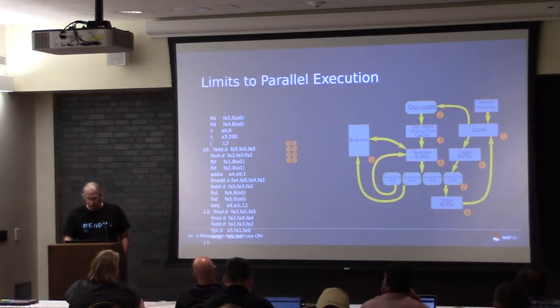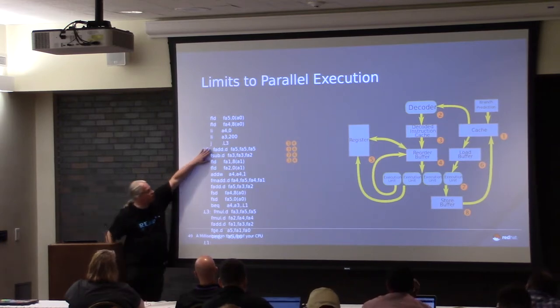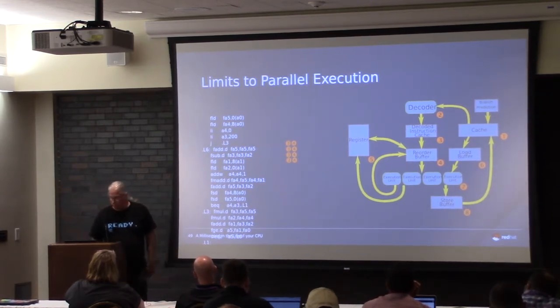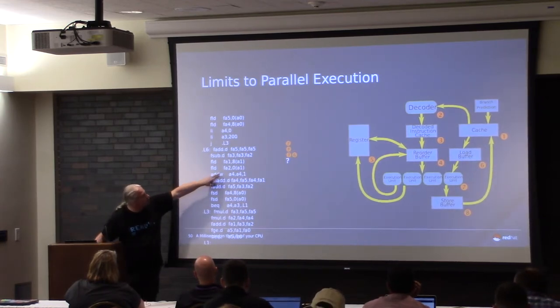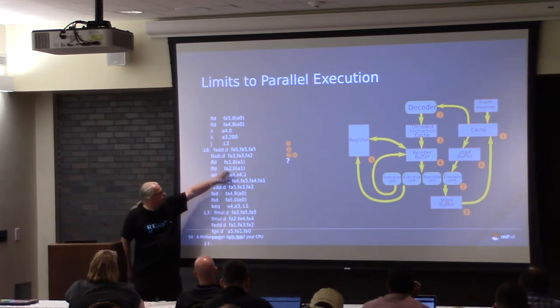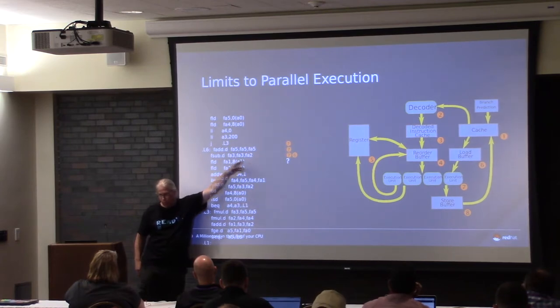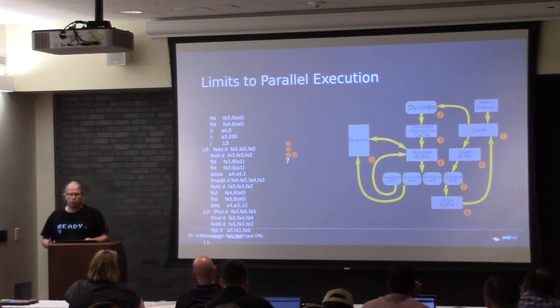So there's another limit to the parallel execution. If you look at these instructions, these four instructions can be executed in parallel. But what about the next instruction now? This instruction here is loading into the A2 register, but this instruction here is using the AL2 register. So you could say, well, this is a dependency. But in reality, it's not. It's what's called a false dependency. And we have to recognize these kinds of things.